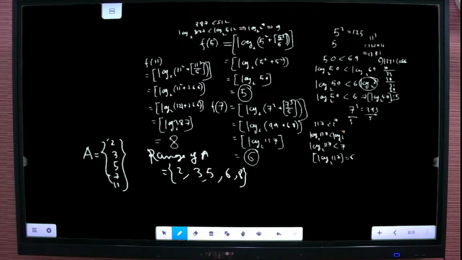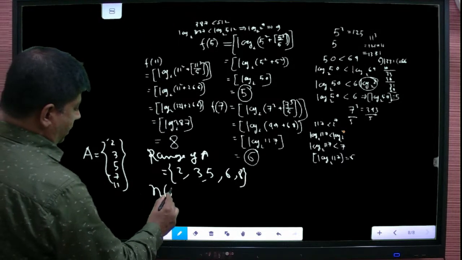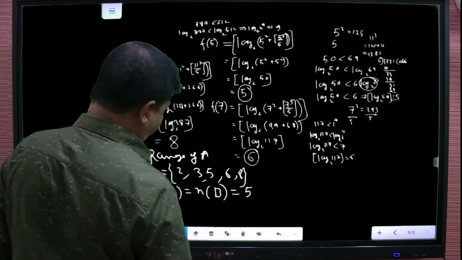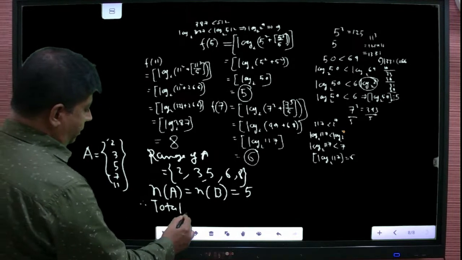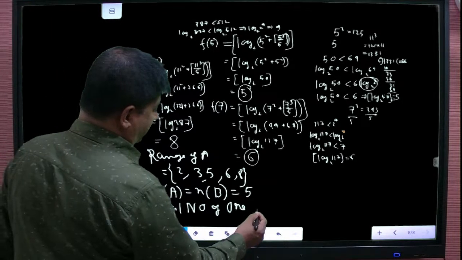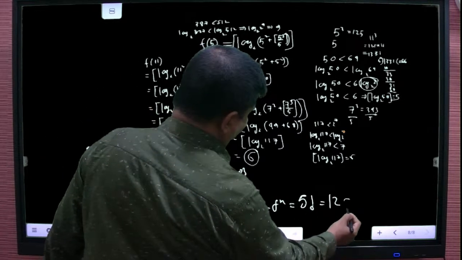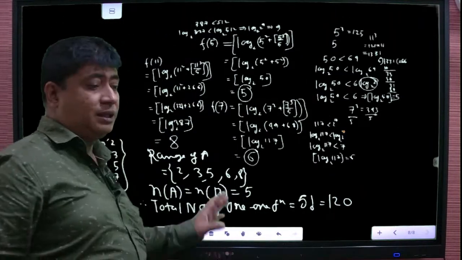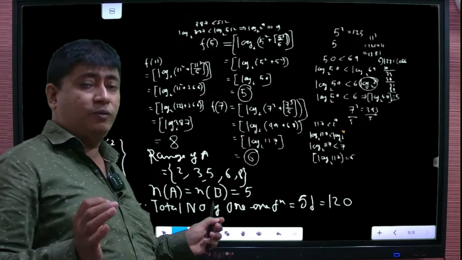So the number of elements in A is equal to the number of elements in B, which is 5. So the total number of one-to-one functions is factorial 5, which is 120. With which option is it matching? Option 2. So this is a JEE level sum, a little bit bigger, but if you wish you can catch it.